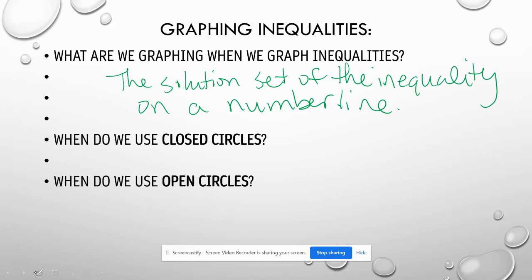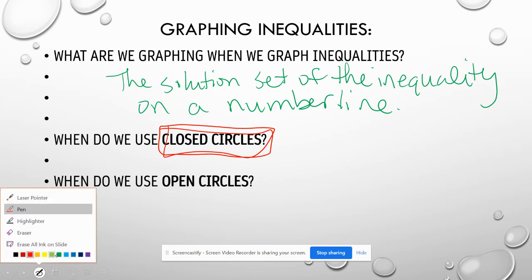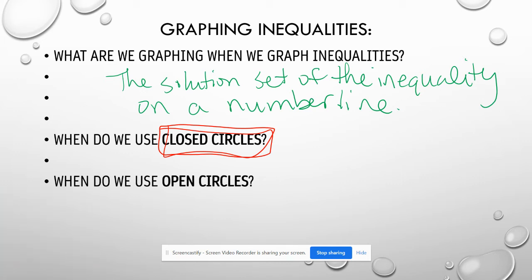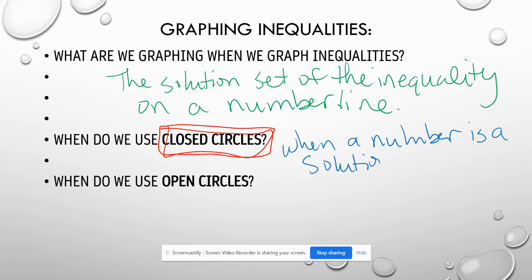When do we use closed circles? This is the key part right there, closed circles. We use closed circles when a number is a solution, when we have less than or equal to and greater than or equal to. So that means the answer that we get is part of our solution.